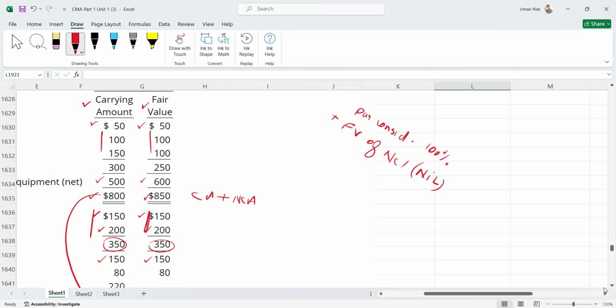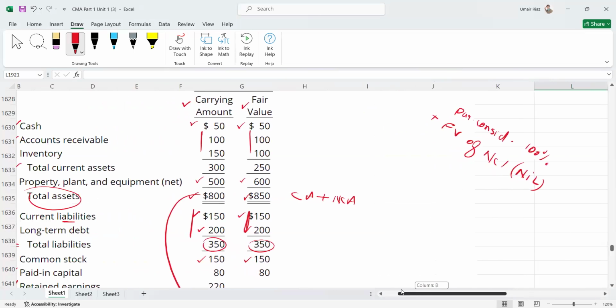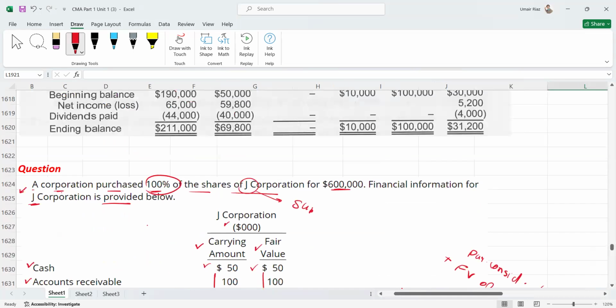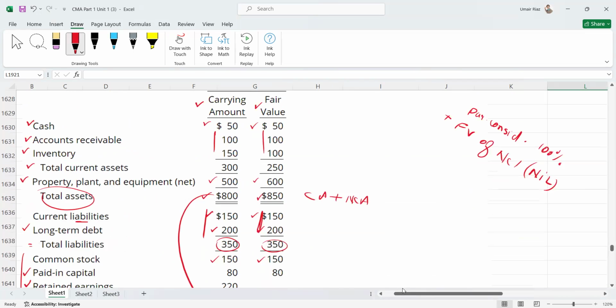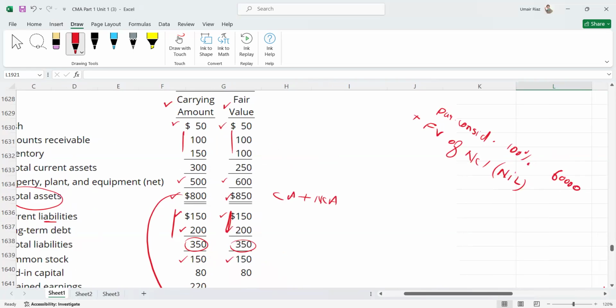And for 100% purchase, how much amount have you paid? It is given in the question here. You have paid $600,000, so this is what we will take as the purchase consideration. We have NCI nil value. So this is the total value. This is the format of goodwill I'm just explaining.